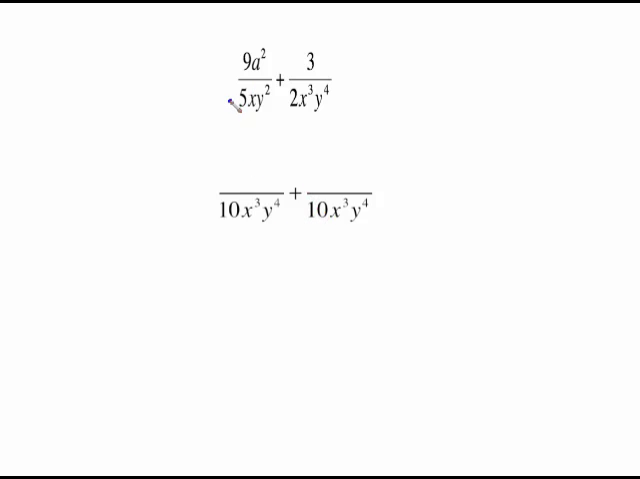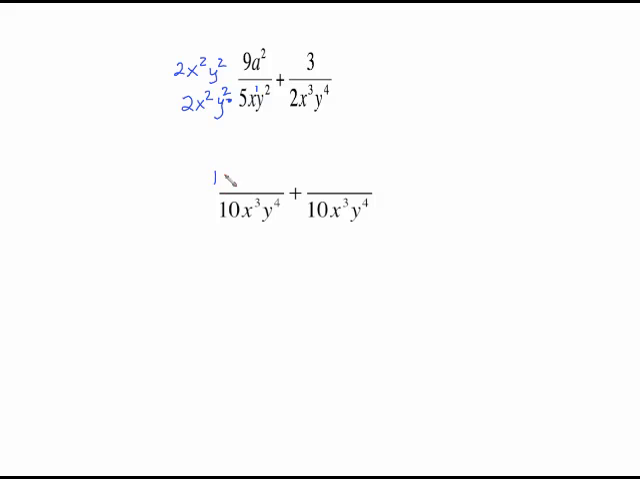Let's look at what we have to multiply by. 5 times 2 is what gives us 10. This is x to the first. To make it become x cubed, I'm going to have to multiply by x squared. This is y squared. To make it become y to the fourth, I'm going to need to multiply it by y squared. So top and bottom, I'm multiplying by 2x squared y squared.